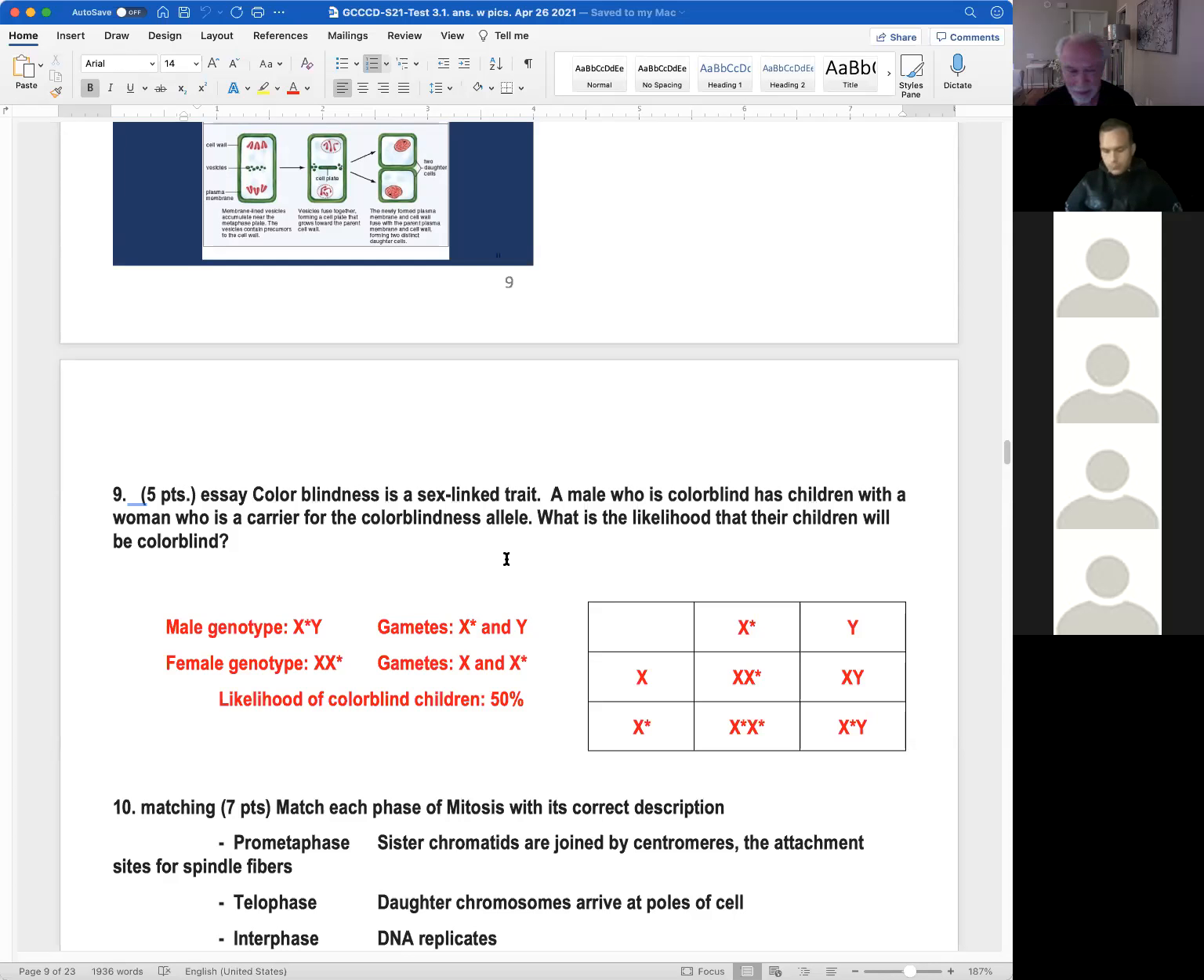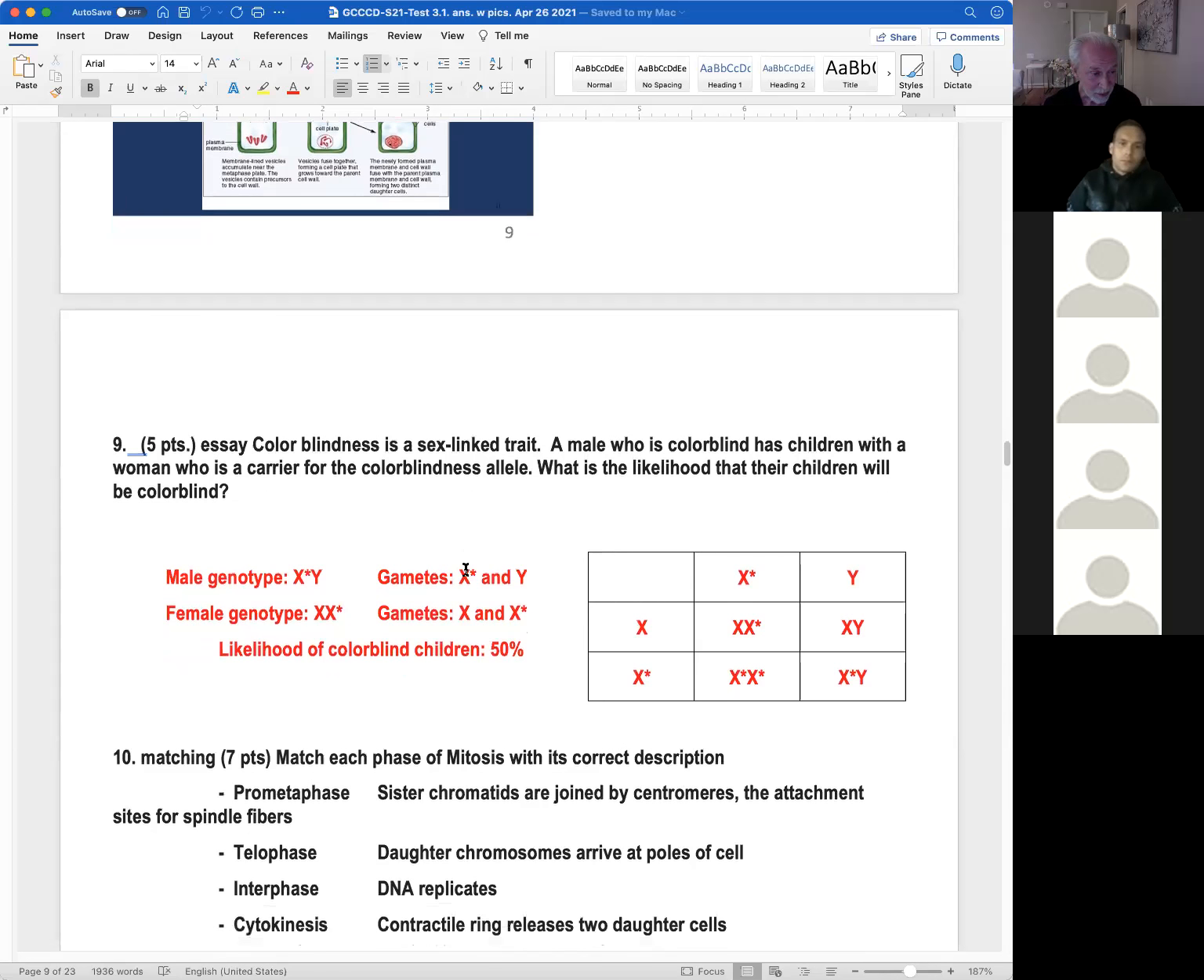Okay, anything else about color blindness or sex linkage? Sex-linked traits are genetically different from autosomal mutations.